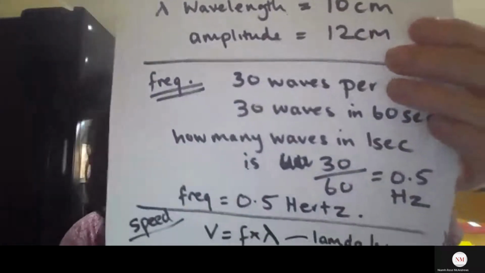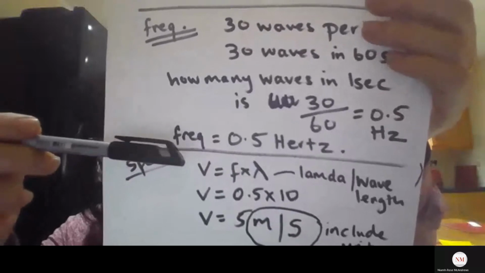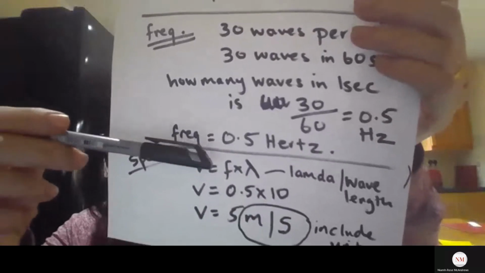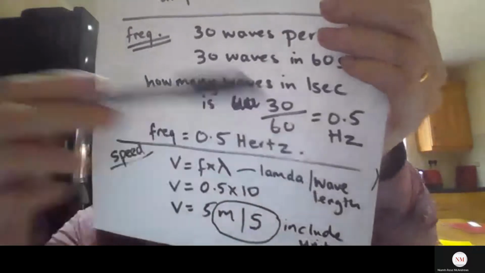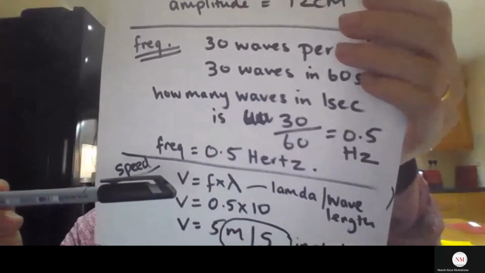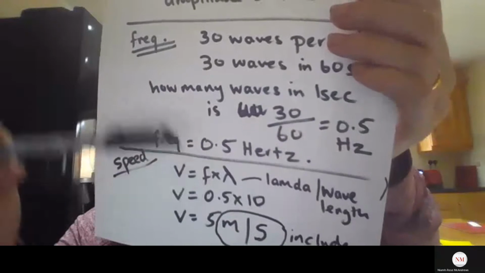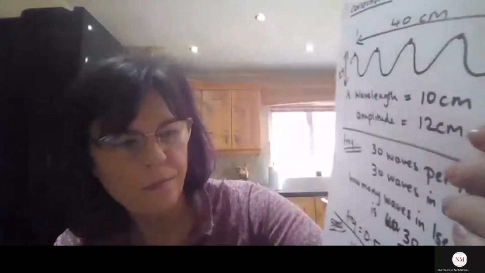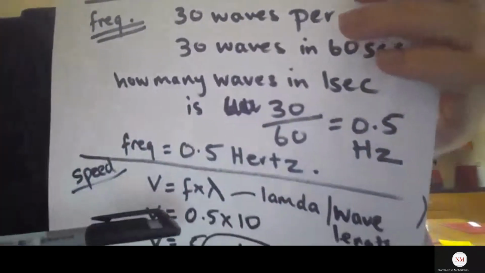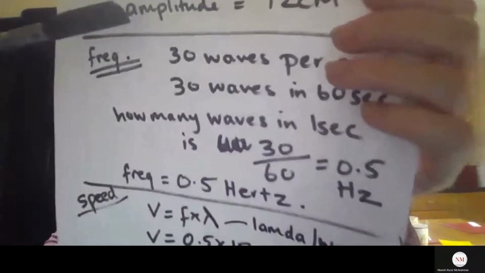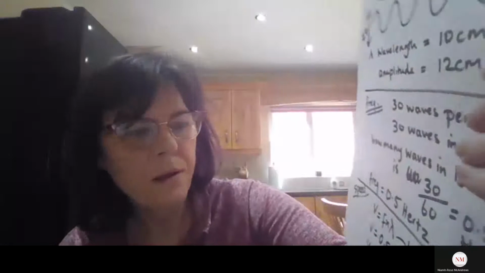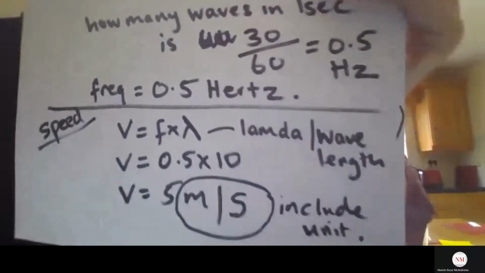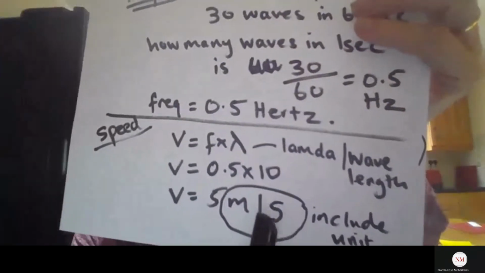And then the last thing it says is to find the speed. So to find the speed, you're using the wave speed equation that you'll be given. V equals F, frequency, times lambda, which is the wavelength. So then you substitute V, the speed, equals the frequency from up here, 0.5, times the wavelength from up here, 10, so that gives you 5, and put in your unit for speed, meters per second.